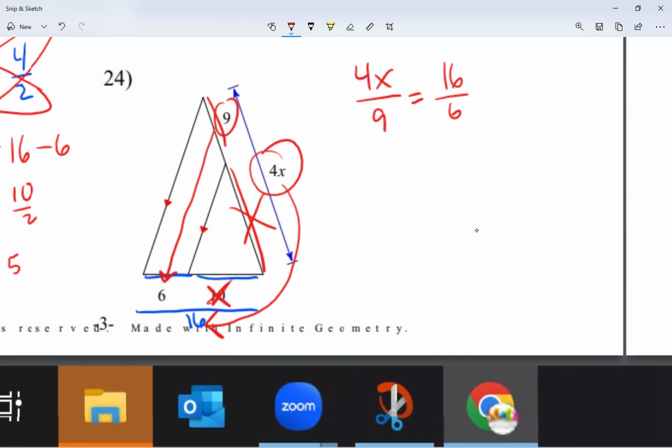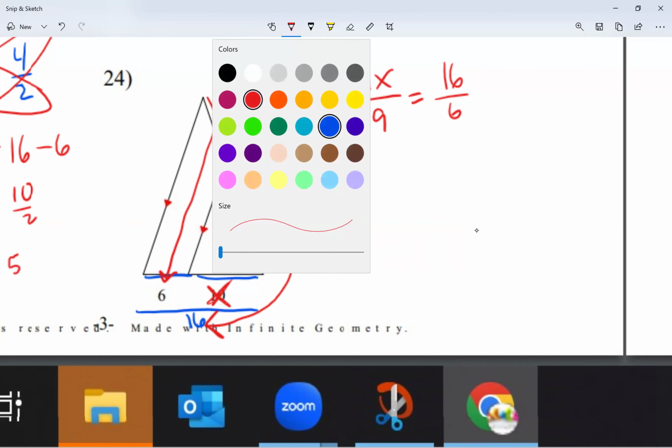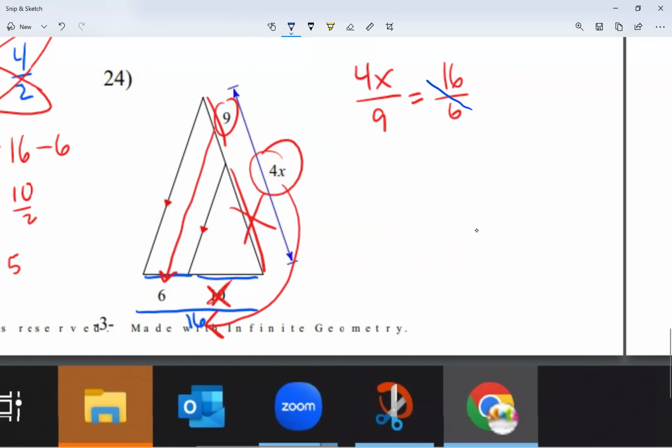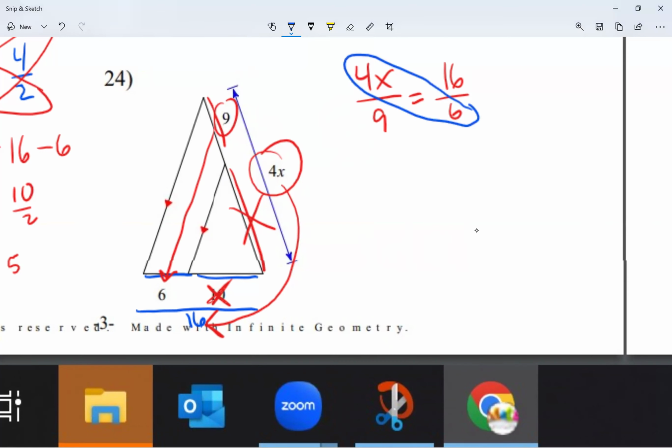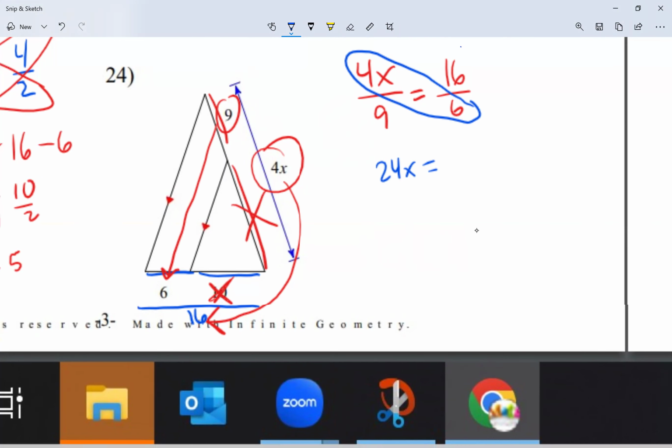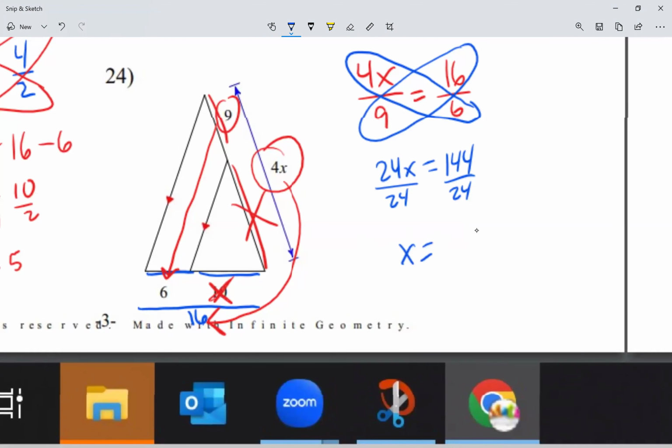Okay. Let me cross multiply. 4x times 6 is 24x. Nice, it doesn't have the plus sign now. Now, this other way, 16 times 9 is 144. Let me divide both sides by 24. So I'm going to get that x is equal to 6.